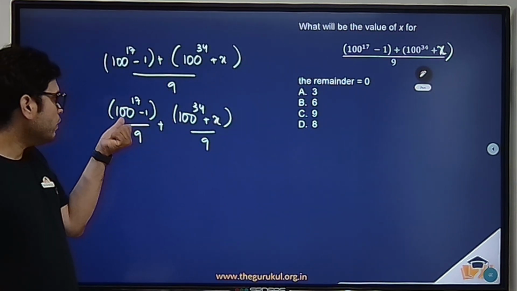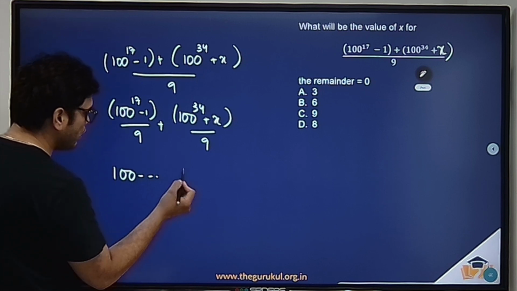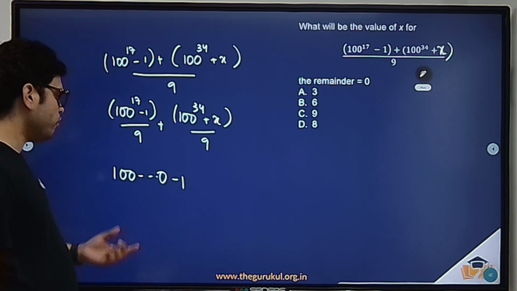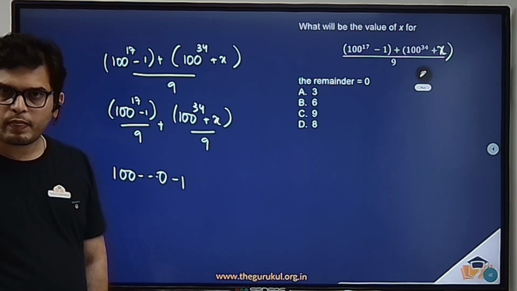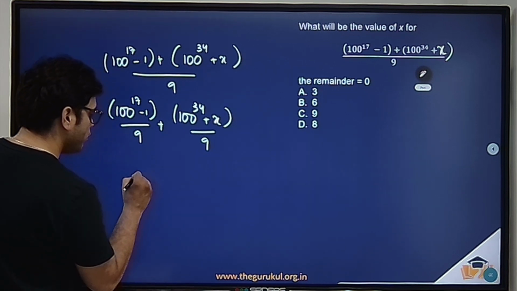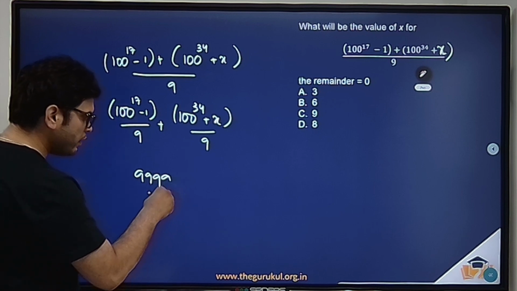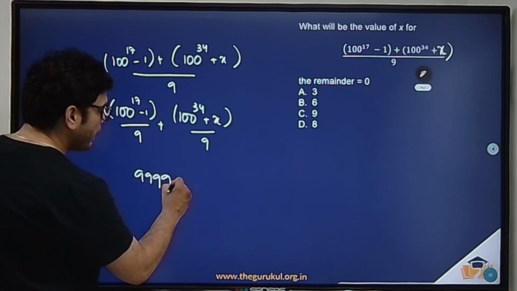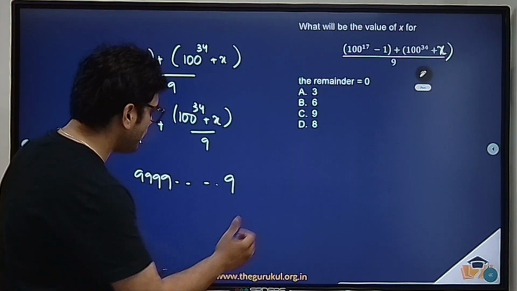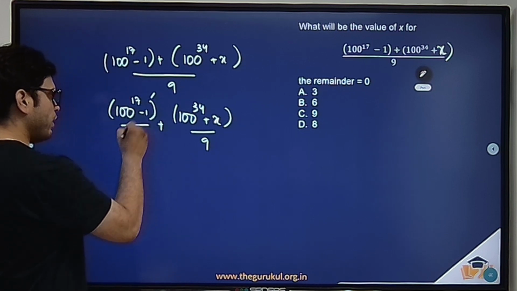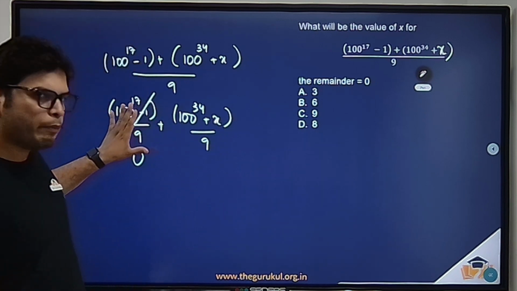For any number to be divisible by 9, the sum of all the digits has to be divisible by 9. Now if you observe 100 power 17, you will be having 1 0 0 and so on till 34 zeros, minus 1. What do we have? 9 9 9 and so on till 33 nines. Now 99 is divisible by 9. 999 is divisible by 9. 9999 is divisible by 9. So if you have 33 nines, that would be divisible by 9. So the remainder is 0 when 100 power 17 minus 1 is divided by 9. So you do not have any remainder in this case.